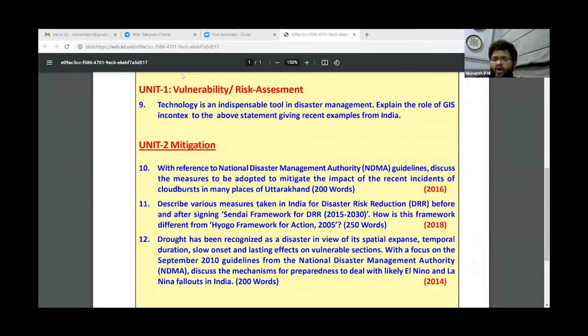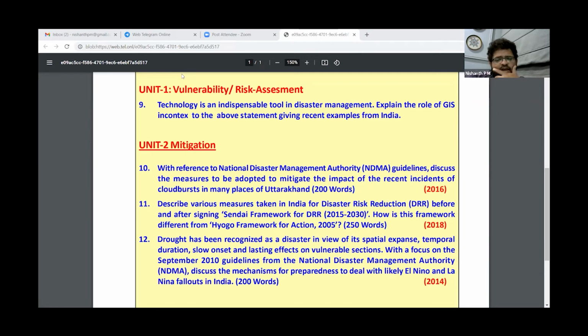So the Sendai framework not only talks about the immediate resolution of the issues, but also the long-term issues, or the long-term planning of the areas vulnerable and prone to disasters. Hence, the Sendai framework is more holistic in approach, more complete in approach, and more futuristic in approach when compared to the Hyogo framework.